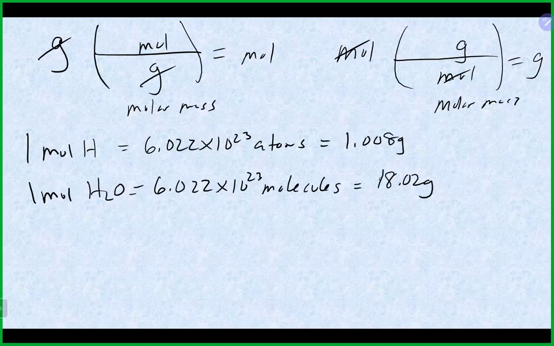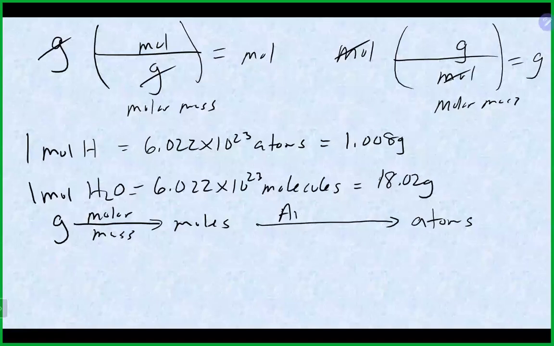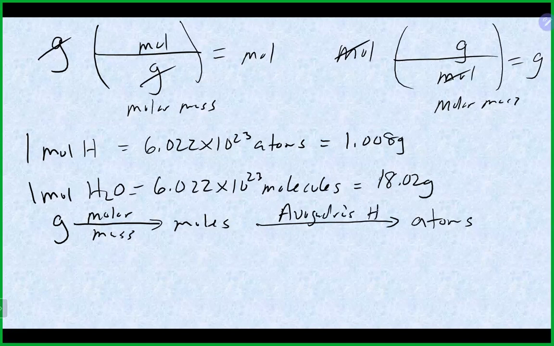If you're going all the way from grams to atoms, the process here would be grams to moles using the molar mass as a conversion factor, and then moles to atoms using Avogadro's number. Obviously, same conversion if you're going the opposite direction. You go from atoms to moles, and then moles back to grams. You would use the same conversion factors. So the moles is what ties both of those together. The grams and the atoms. Again, this could be molecules as well instead of atoms.